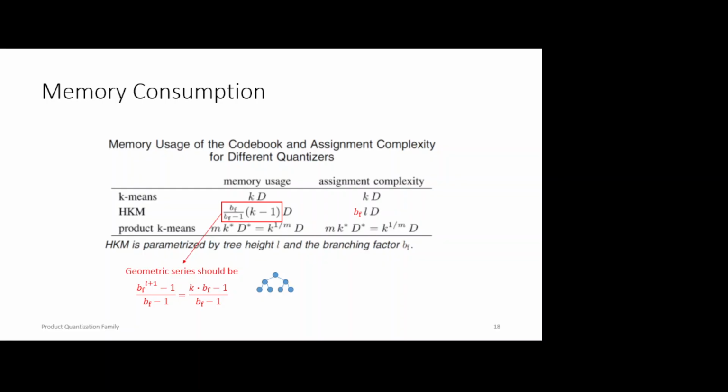Okay, so for memory you still use a lot to store all the centroid vectors. But for assignment, you can speed up a lot. Okay, any problems for HKM?